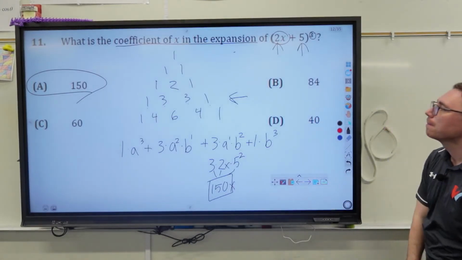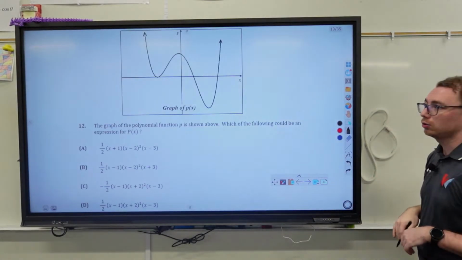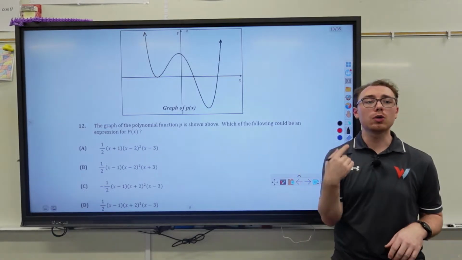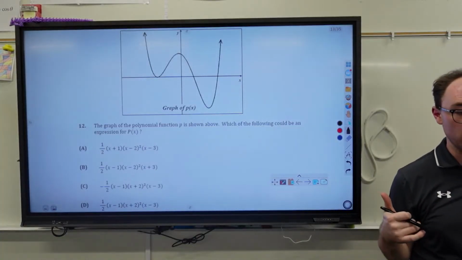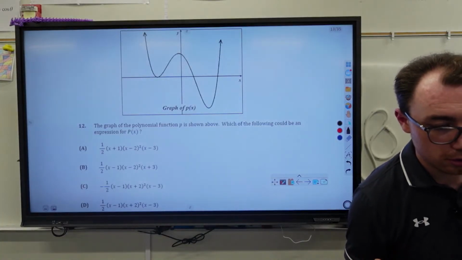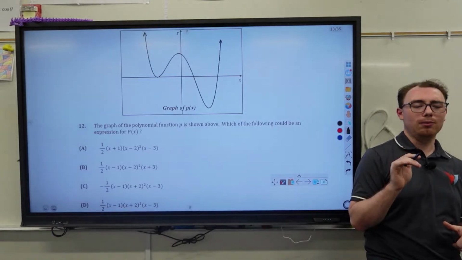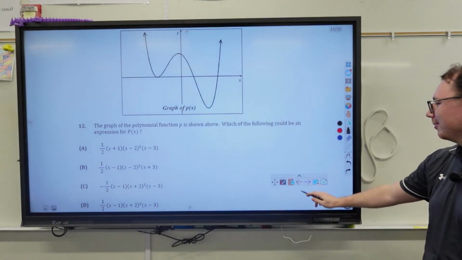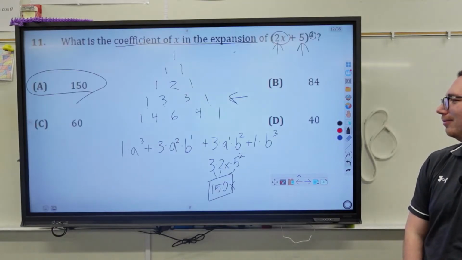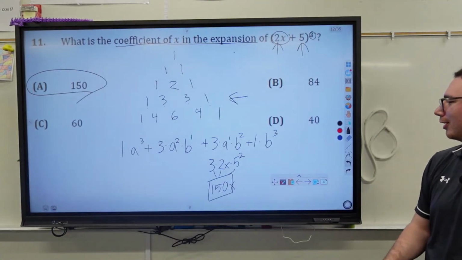Sweet. Now, we want to take a look at 12. For 12 here, the graph of this polynomial function p is shown, 125. No, what did I mess up? No, it's 150. All right, we're good. I just looked at the chat real quick.